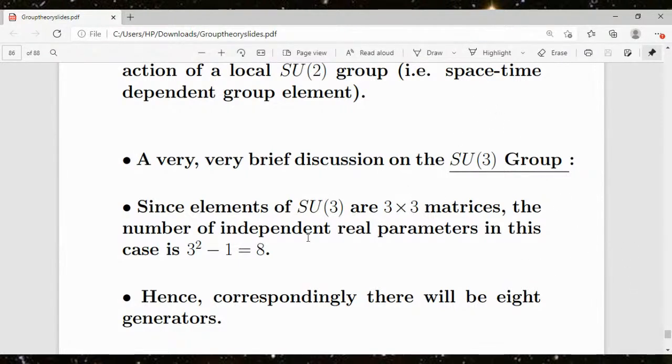And also related to these 8 real parameters, because it's also a gauge theory, that means the space-time dependent SU3 group is a symmetry of quantum chromodynamics, and the number of generators will also be equal to 8, and therefore the number of independent gauge fields describing the strong interaction will also be 8. So there'll be 8 types of gluons for quantum chromodynamics, because there are 8 generators in this case.